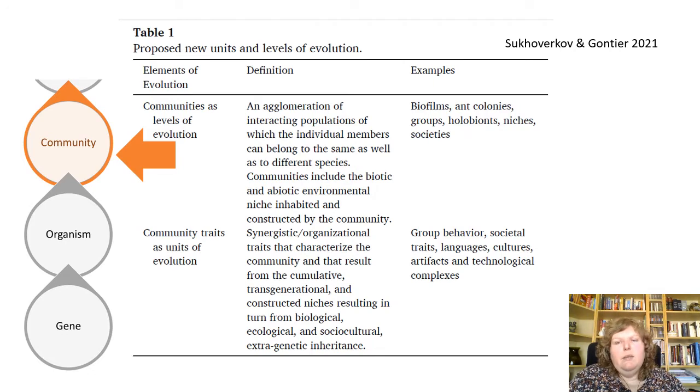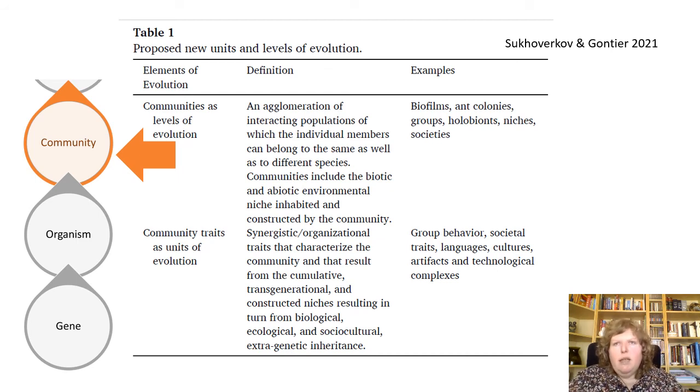And so in that regard, and this is something that Anton and I are pleading for, what we are saying is that beyond genes, organisms, and species, you have to introduce the community as a level of evolution. And so in that regard, we have defined the communities as levels of evolution, and so we define them as an agglomeration of interacting populations of which the individual members can belong to the same as well as to different species. And that is something that is often overlooked. So in that regard, there have been concepts such as the group or a population or demes, but all of that always belong to the same species. And so we really want to broaden that perspective and say, let's go beyond the group, let's go beyond a certain population of a certain species, let's look into community formation, and let's recognize that as a level of evolution.